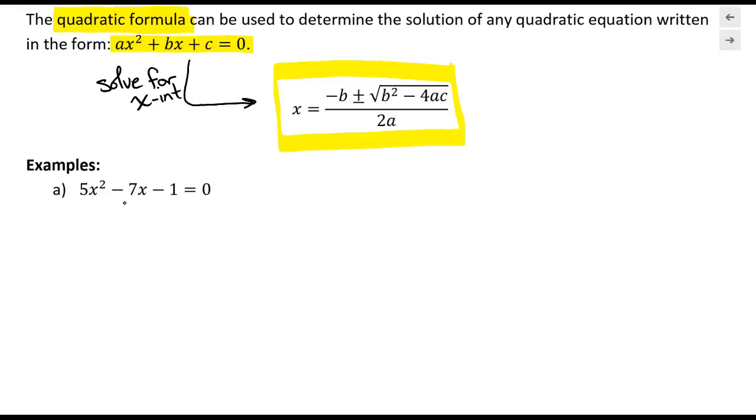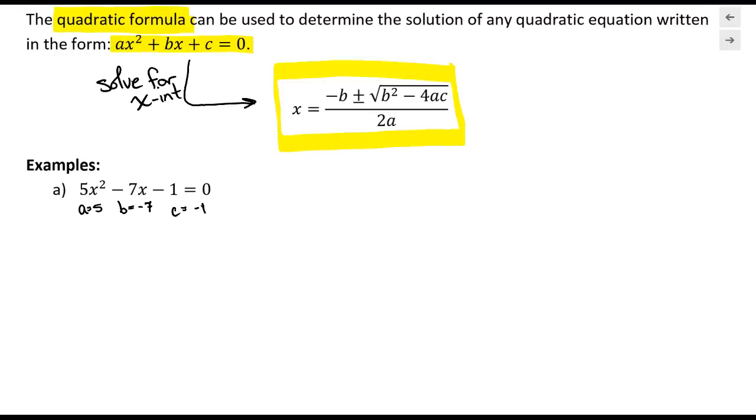Save me some steps. The first thing I need to do is just identify what A, B, and C are, because you'll notice that those are our variables in our formula. It's always A is attached to your squared term, so A is 5. B is not just 7, but negative 7, because our general form is written with a positive here, so if we've changed the sign, that means that the sign has changed. And C will be then negative 1 for the same reason that B was negative 7.